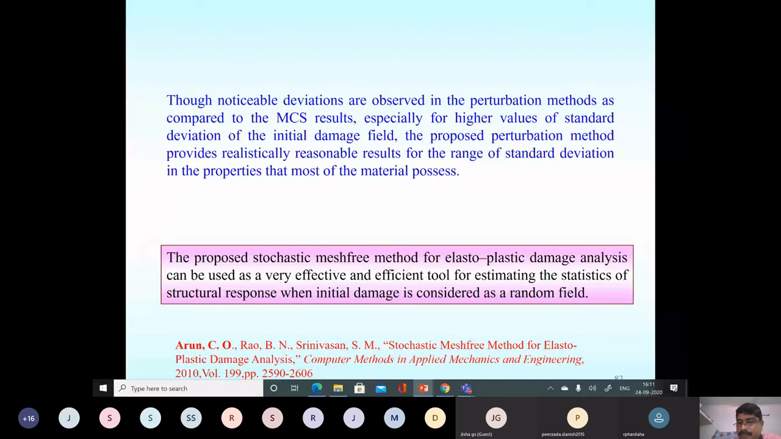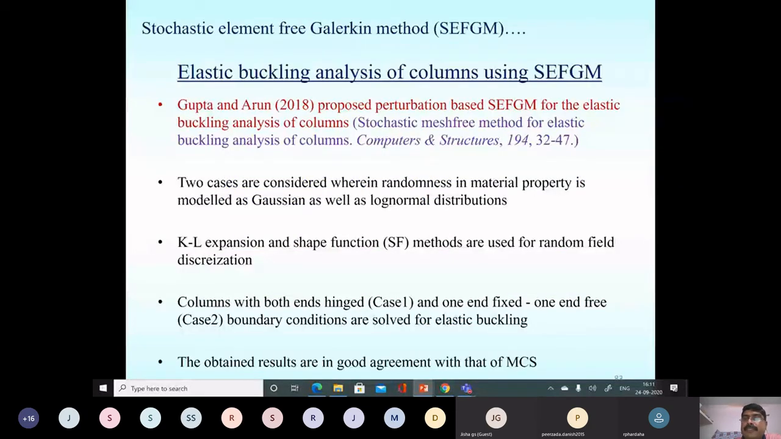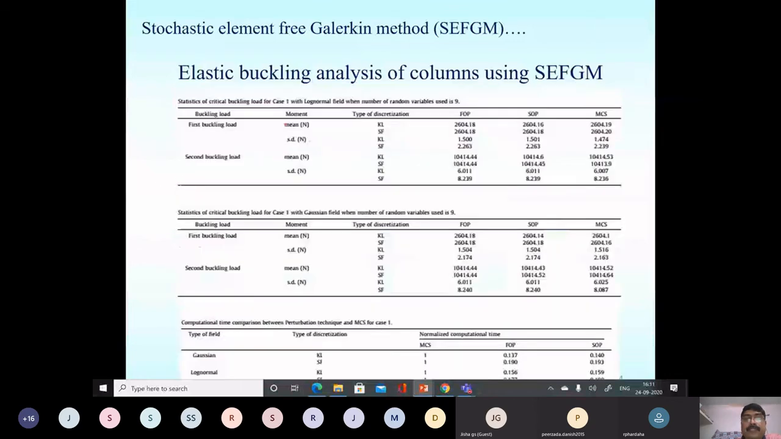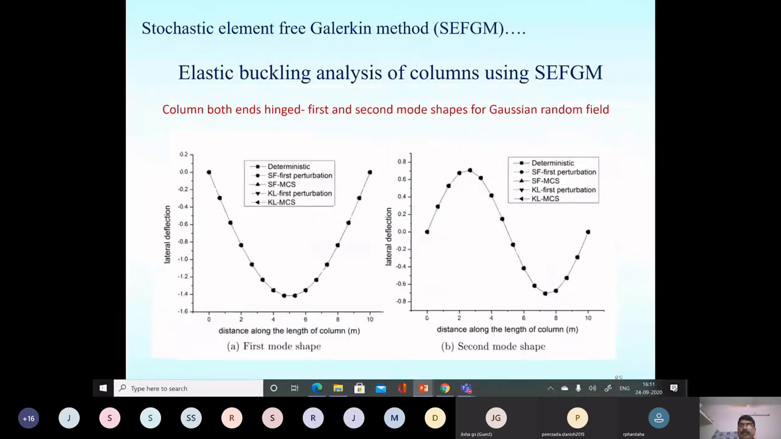These details can be obtained from this particular paper. And we extended this to elastic buckling analysis problems. One of our BTech students worked on this, and you can get the details. What we found out is the statistics of eigenvalues, meaning the buckling load, the first few buckling loads and standard deviation using different techniques, and also the mode shapes. So this is a simply supported first mode, second mode, and different columns with different boundary conditions.